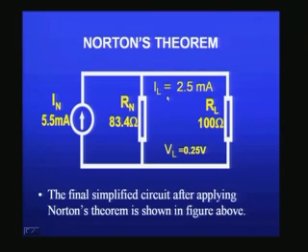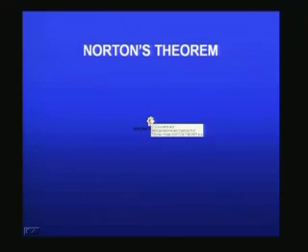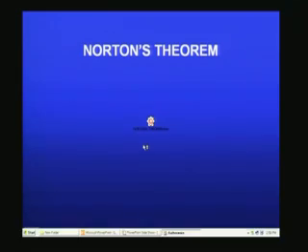If 2.5 milliamperes is flowing through the load resistance RL, you can also calculate the voltage across the load, which is nothing but the product of these two: 2.5 milliamperes into 100 ohms, which is 250 millivolts, equivalent to 0.25 volts. So you can calculate the voltage across the load, the current through the load, and all the information regarding the circuit. It is very easy by using Norton's theorem. Now let me quickly go through the simulation for this.